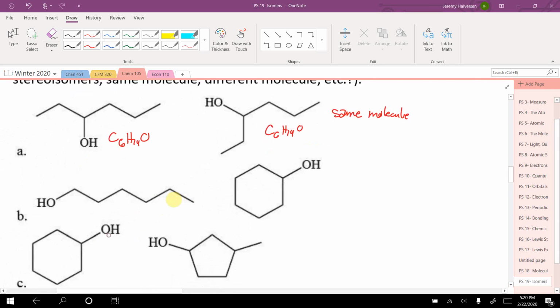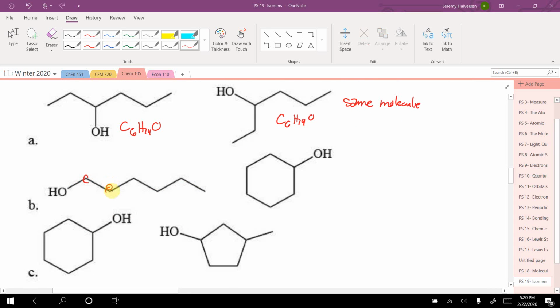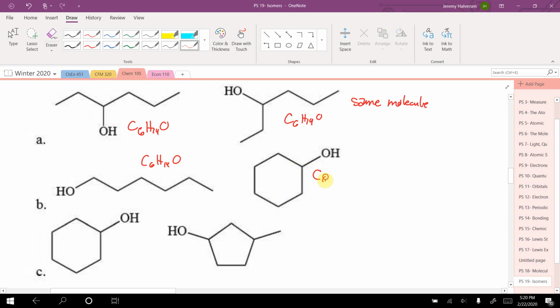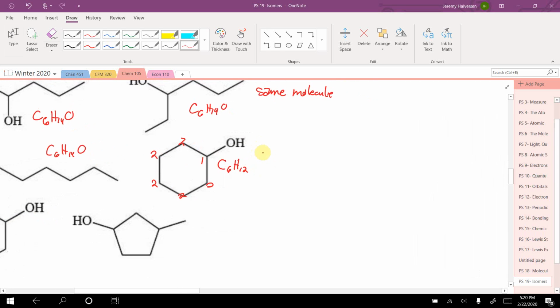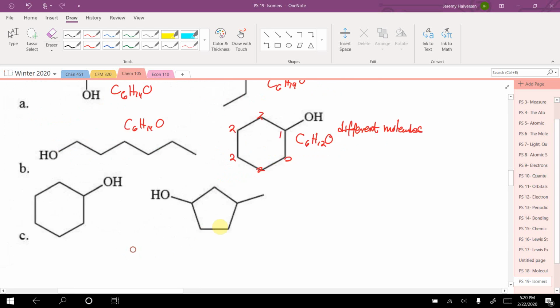Okay, let's figure out here. Here we have 1, 2, 3, 4, 5, 6 carbons. Hydrogens, we have 2, 4, 6, 8, 10, 11, 12. Alright, so we can stop right there. We have different numbers of hydrogens, and as a result, these are just different molecules. They're not isomers of each other, because isomers would need to have the same chemical formula, and these don't.